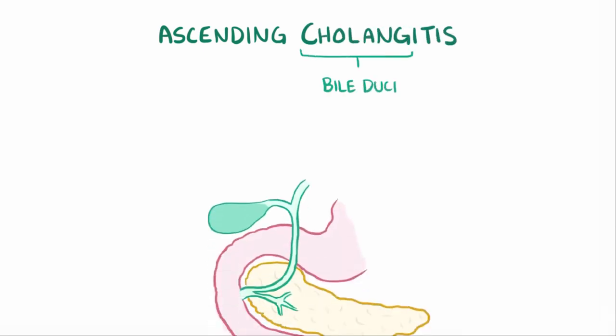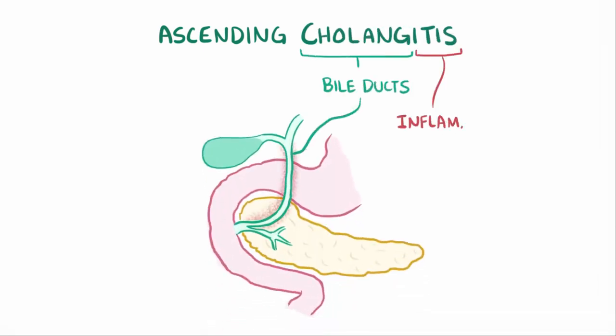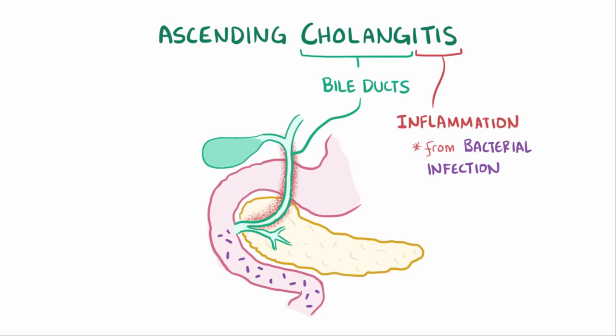With ascending cholangitis, cholange refers to the bile ducts, and itis refers to inflammation, which is usually caused by a bacterial infection. These bacteria are normally found in the intestines and work their way up the bile ducts from the duodenum of the small intestine. So that's why it's known as ascending cholangitis. Also, sometimes acute cholangitis because it can happen over a relatively short period of time.